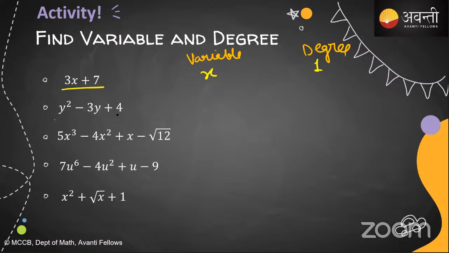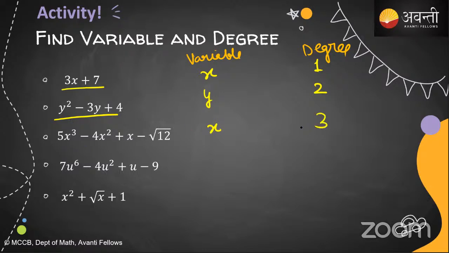Similarly, y square minus 3y plus 4. What is the degree? Degree is 2, right? And what is the variable? This is a polynomial in y, so its variable is y. Yes, very good, Mangesh. And similarly, tell me for the third one, 5x cube minus 4x square plus x minus root 12. This is again a polynomial in x, so its variable is x and the highest degree is 3. Yes, very good everyone.